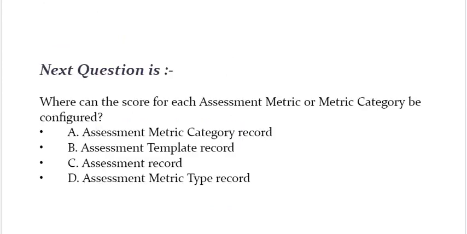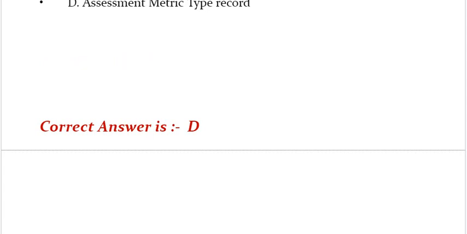Next question is, where can the score for each assessment metric or metric category be configured? Option A, assessment metric category record. Option B, assessment template record. Option C, assessment record. Option D, assessment metric type record. Correct answer is option D.